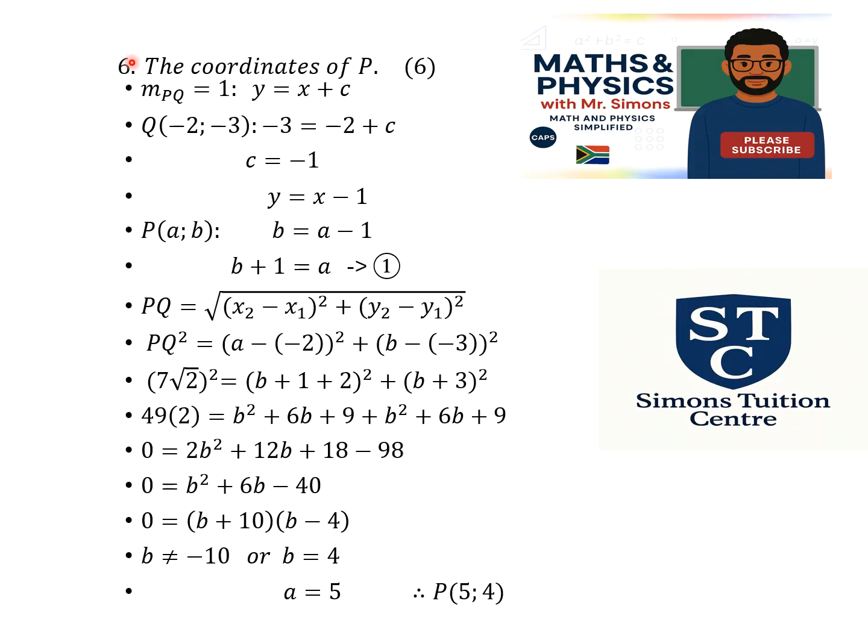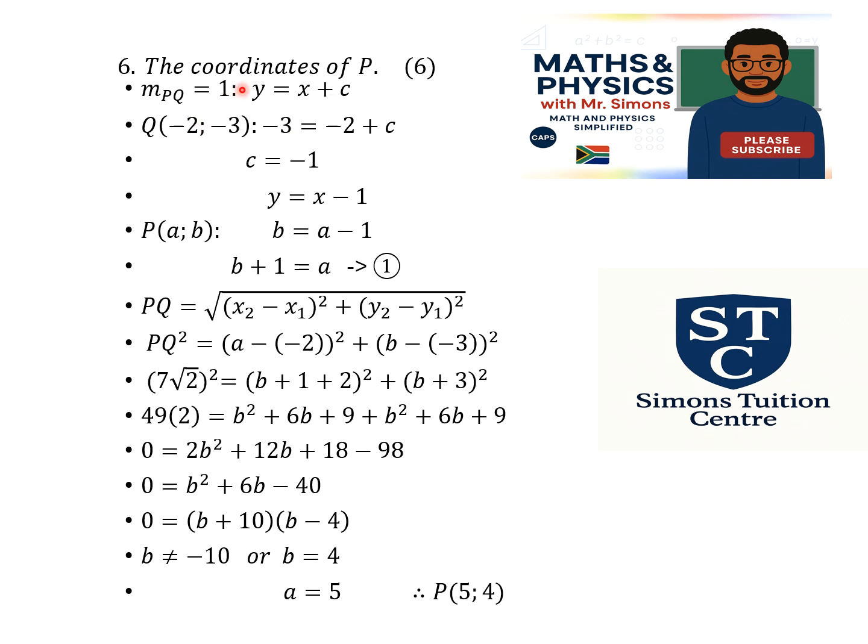Right, question 6, we want the coordinates of P. Now for P we have two items: the gradient of PQ, which is 1, and the distance of PQ, which is 7 square root 2. Right, P has two unknowns, so we'll have to solve simultaneously. There's no midpoint, so I can't use the midpoint formula to find the coordinates.